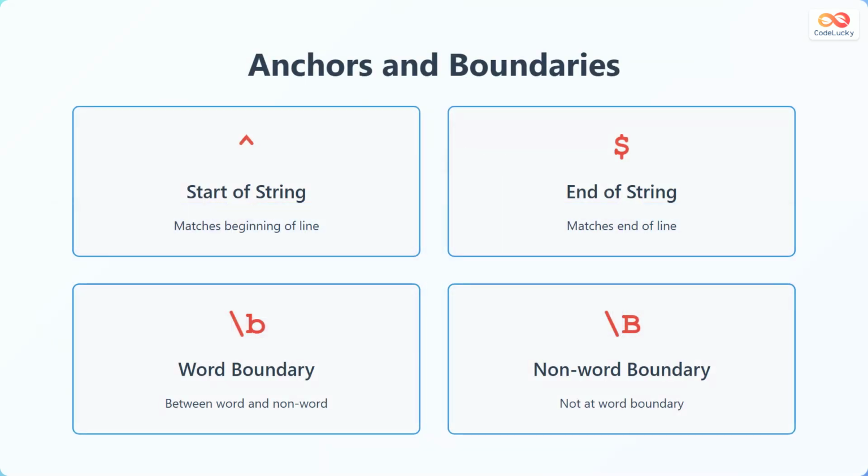Anchors are used to assert the position of a match within a string. The caret symbol (^) matches the start of a string or line. The dollar sign ($) matches the end of a string or line. The \b matches a word boundary, which is the position between a word character and a non-word character. The \B matches a non-word boundary, which is any position that is not a word boundary.